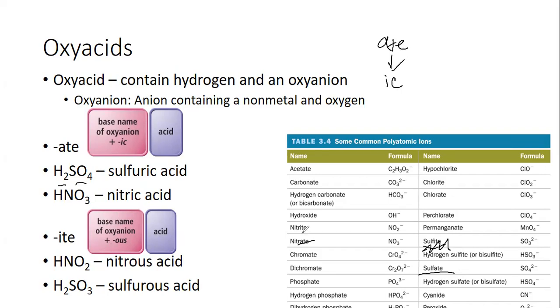While if it ends in ite, it becomes an ous, right? So NO2 is nitrite. That is nitrous acid. SO3 is sulfite. That's sulfurous acid.